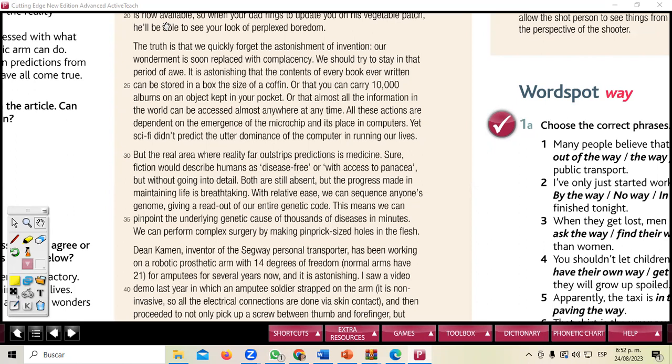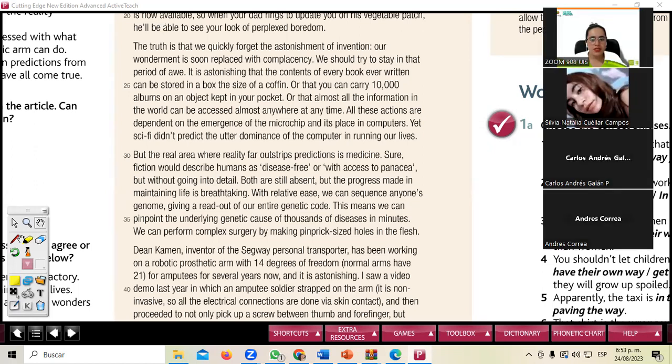Breathtaking, yes. Okay, with relative ease, we can sequence anyone's genome, giving a readout of our entire genetic coding. This means we can pinpoint the underlying genetic cause of thousands of diseases in minutes. We can perform complex surgery by making pinprick sized holes in the flesh. Yes, pinprick sized holes in the flesh.